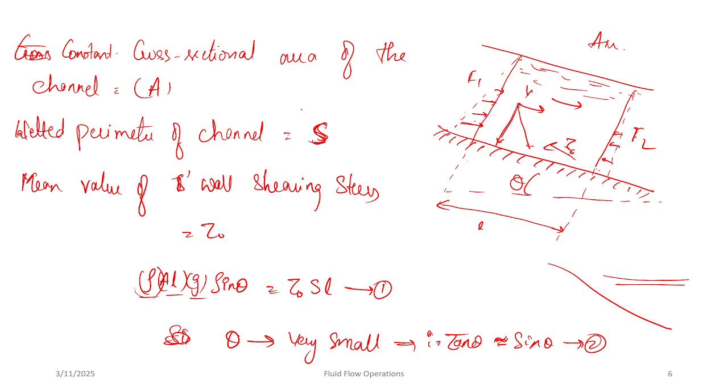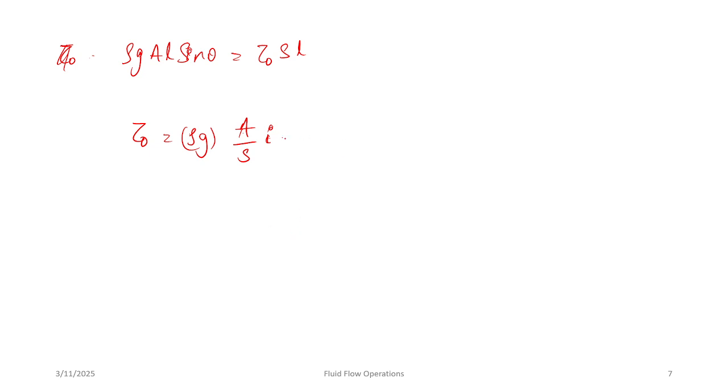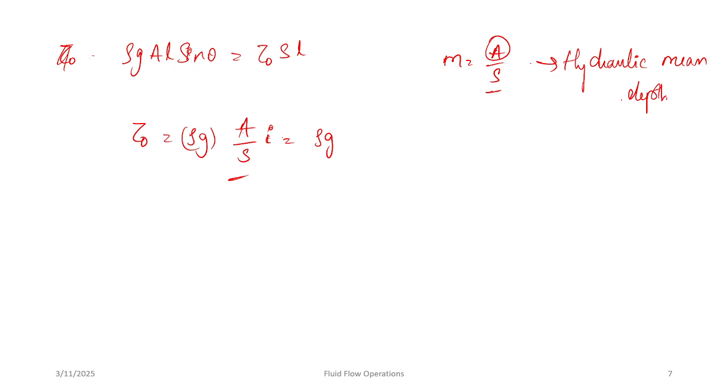Okay, so you can either write sin theta, or as theta is very small, we can also replace this with tan theta as well. Okay, so this will become rho into g into A by S, we'll call it as M. Okay, this is nothing but hydraulic mean depth. Area of cross section divided by wetted perimeter is hydraulic mean depth. And so this will become rho into g into M into I. Let's say this is equation 3.